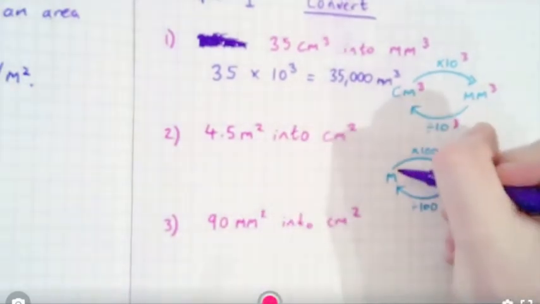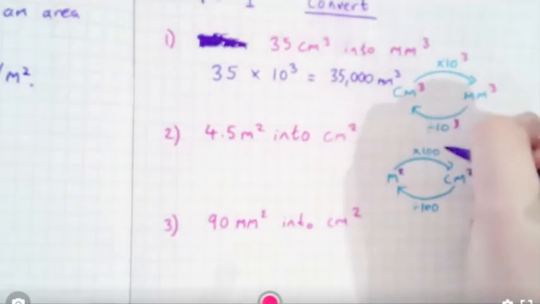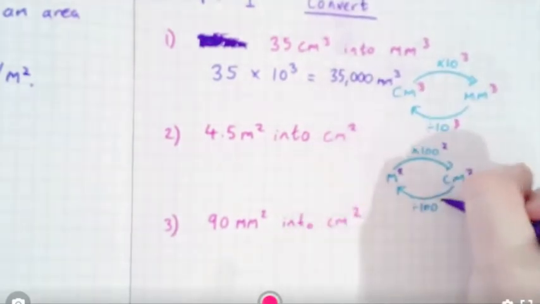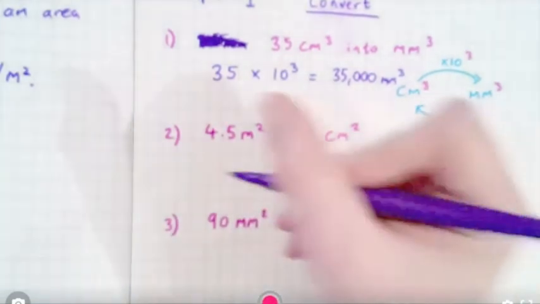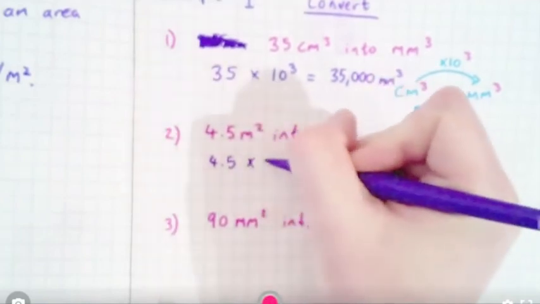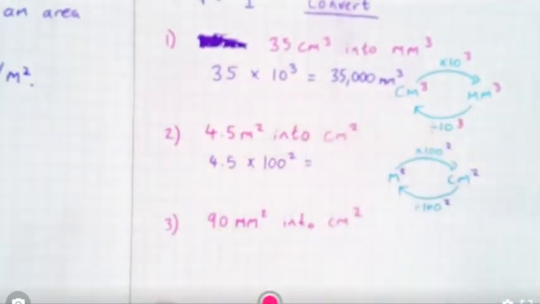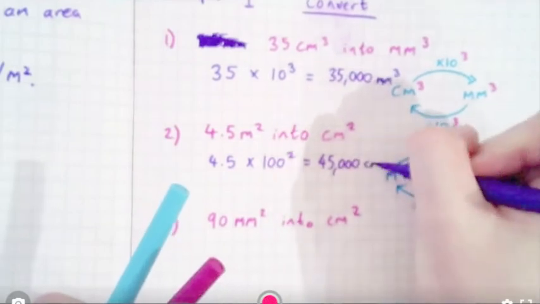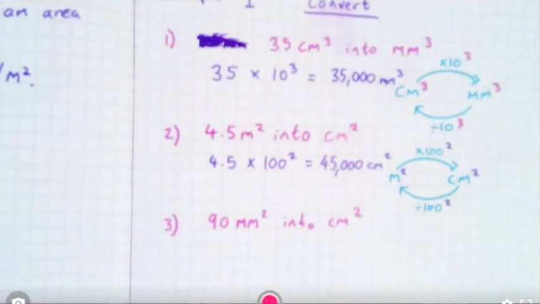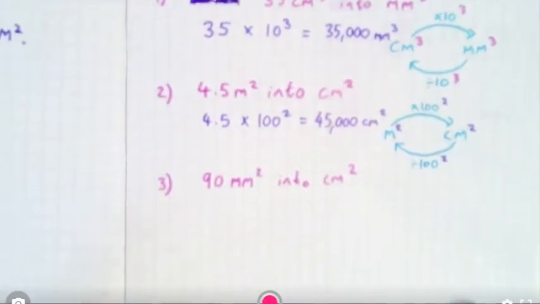So again, meters squared to centimeters squared, the conversion is 100 squared. And the division is 100 squared too. So I'm going from 4.5 meters to centimeters. So I've got to multiply by 100 squared. So that's 4.5 multiplied by 100 squared. Okay. So again, put that in the calculator. So that'll be 4.5 times 100 to the power 2, which gives us 45,000. So that'll be 45,000 cm squared.